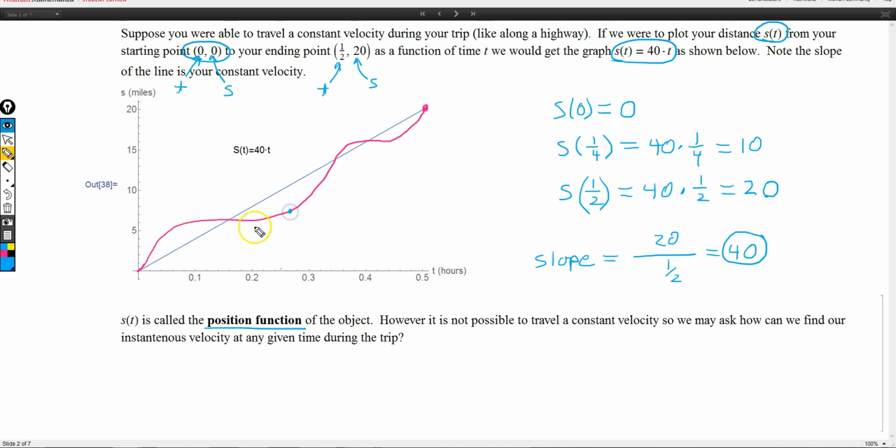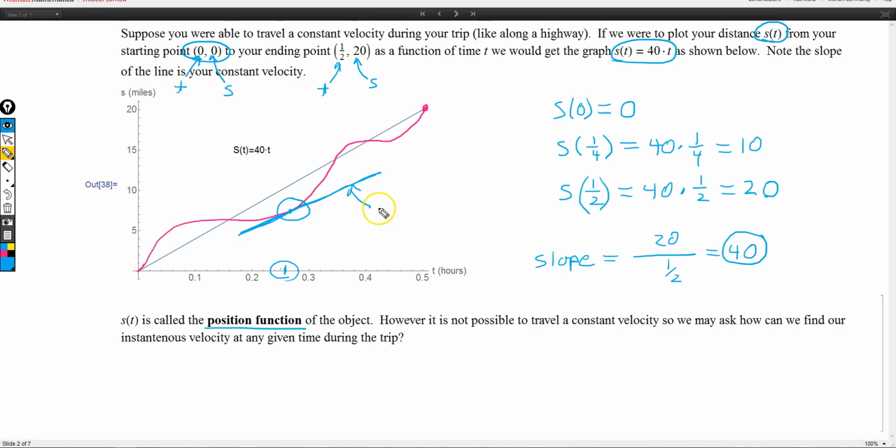Well, at this point right here, if we were to draw a tangent line right there, very, very close to that point, our position function is basically a straight line, right? So we're sort of traveling at a constant velocity very close to this point in time right here. If we were to look very closely around this point in time, we would be traveling at a relatively constant velocity. And our velocity, from our discussion here, should be the slope of that tangent line.